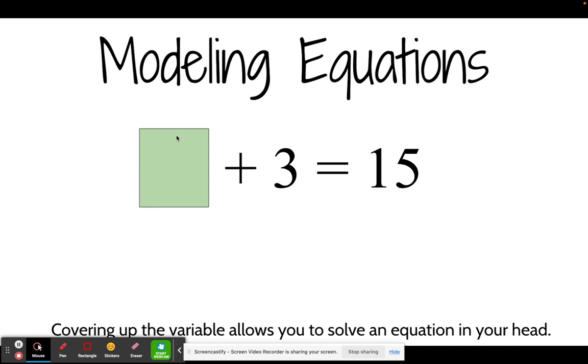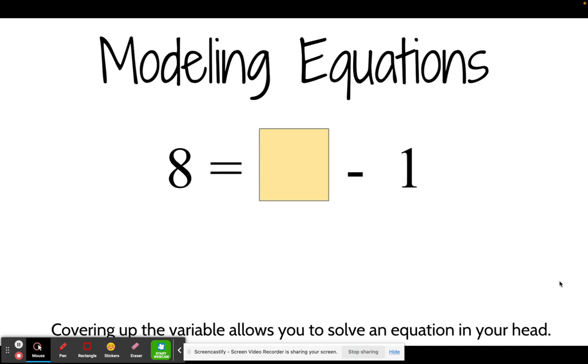If I had something here, what would this have to equal? What's under the block? If this number plus 3 equals 15, what's under the block would have to equal 12, right? Well, now if I say that 2 times x is under the box, we know this has to equal 12, so 2 times what equals 12? And that's 6. So sometimes covering up the variable can help you solve equations in your head.